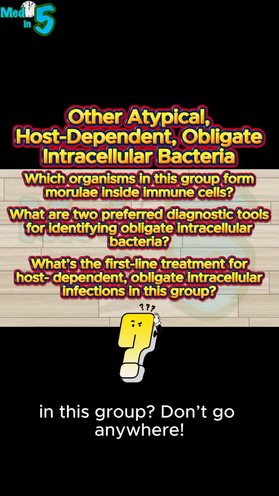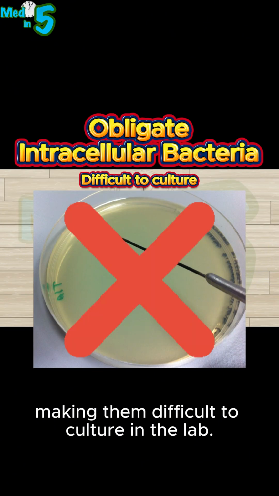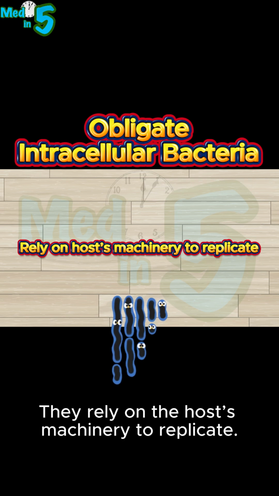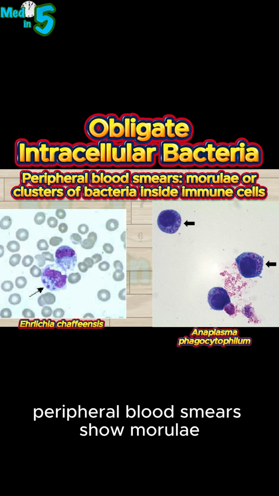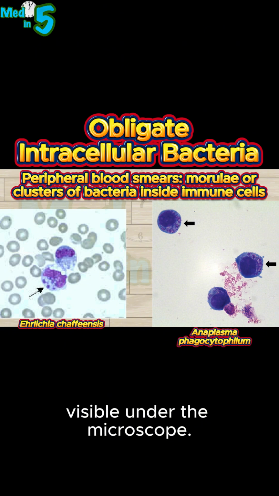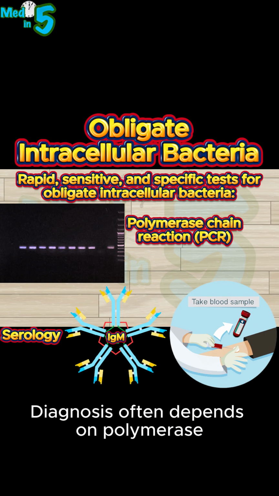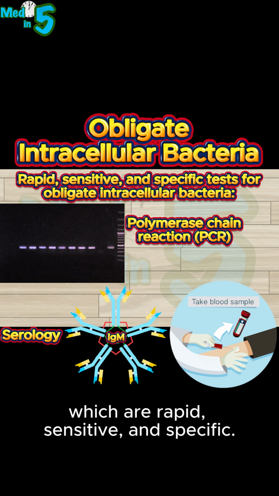Don't go anywhere. Obligate intracellular bacteria can't grow outside host cells, making them difficult to culture in the lab. They rely on the host's machinery to replicate. In some, peripheral blood smears show morulae or clusters of bacteria inside immune cells visible under the microscope. Diagnosis often depends on polymerase chain reaction and serology, which are rapid, sensitive, and specific.